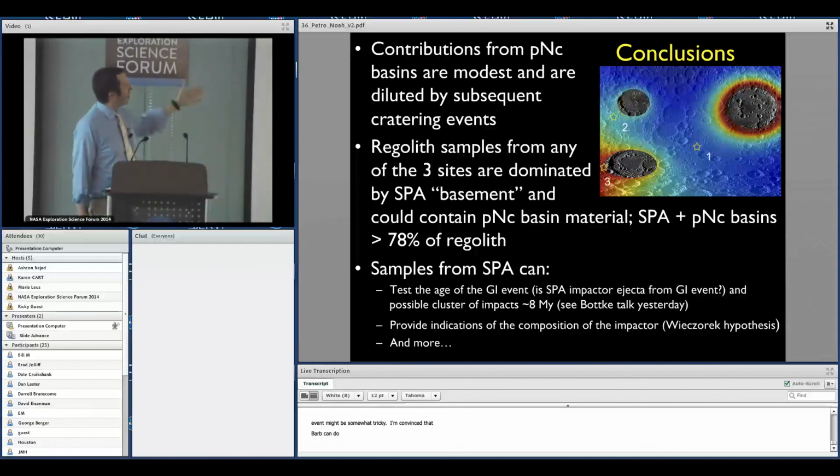Any of the three sites, however, are going to still be dominated by the SPA floor material. That will survive. It does not become diluted. Ultimately, we're talking about 78% or more of the regolith in these locations being either pre-Nectarian basin or SPA floor material. And of course, we all know the laundry list of reasons why a sample from SPA would be good. And it seems like every year we add more and more on top of that, but there are a lot of good reasons to go get samples from the floor of SPA. With that, I'll take questions. Thank you.